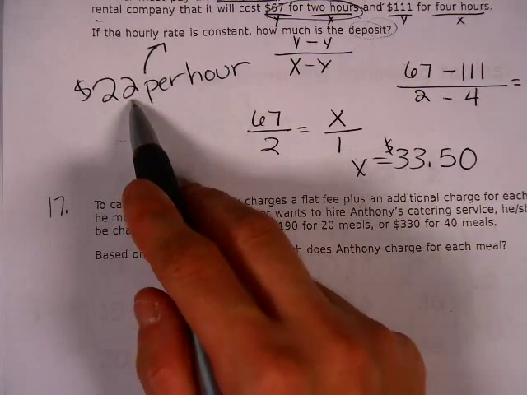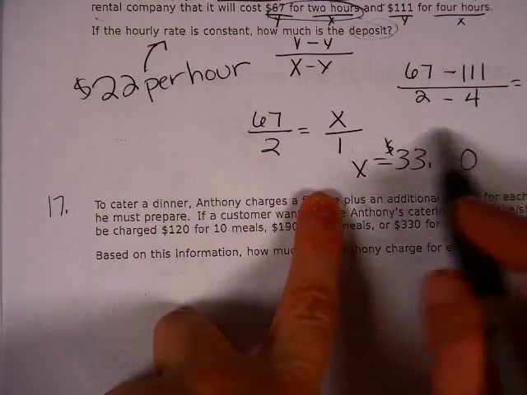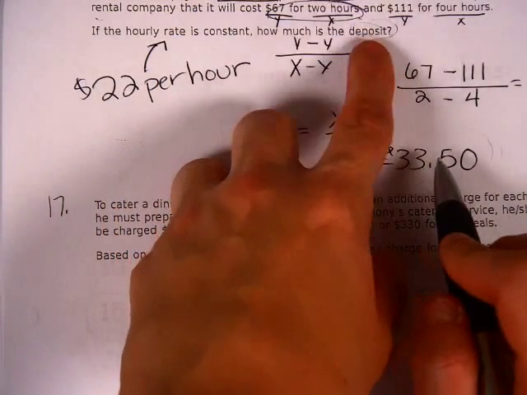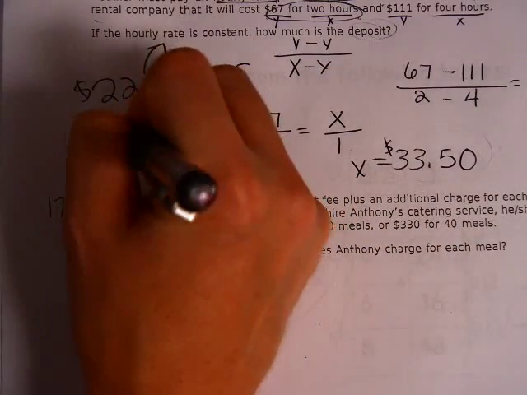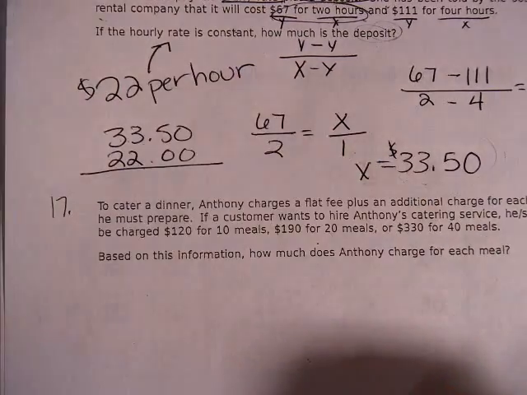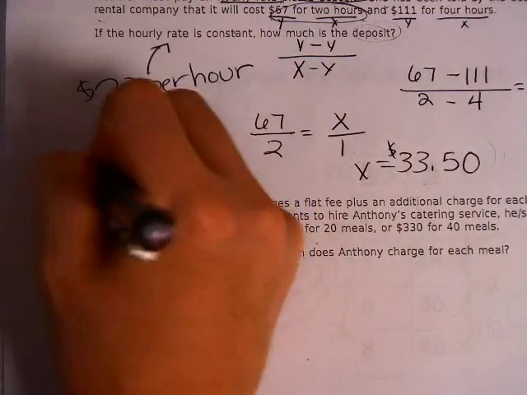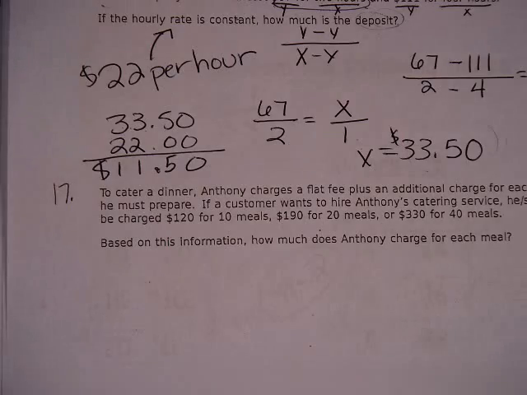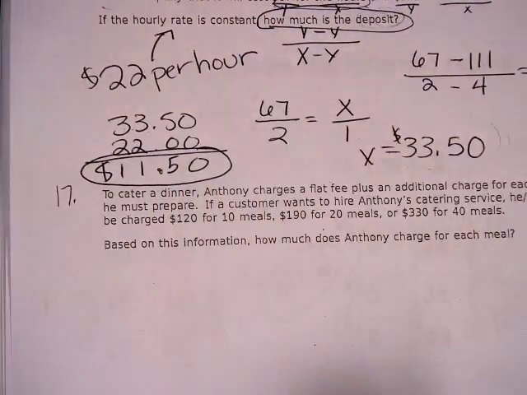But I know it is $22 per hour. So, because this is what it is for 1 hour, the extra money is the deposit, that service fee. So let's subtract them and find out how much more I have to pay that I don't have to pay again. So that deposit that I have to pay is $11.50. So to completely answer the question, it is $11.50.